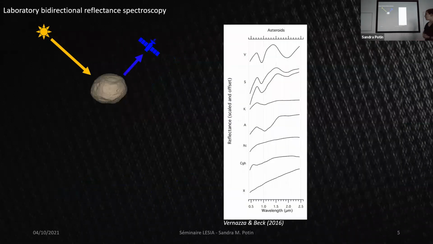Reflectance spectroscopy is commonly a tool to classify the different asteroids. What we call the taxonomy of asteroids is based on the shape of their reflectance spectroscopy. It can be the presence or absence of absorption band. It can be the general slope of the asteroids and also the amount of reflectance. So it's a technique that is commonly used in astronomy these days.